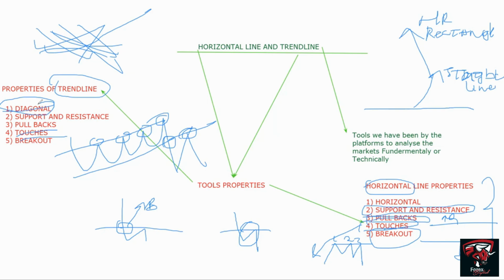Listen, rule number 1, never buy systems. Rule number 2, understand these two things. Trading doesn't need you to have a lot of things. Understand how to use a trend line and a horizontal line. Guys, there's something that I don't tolerate.